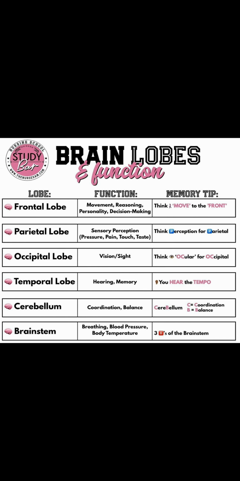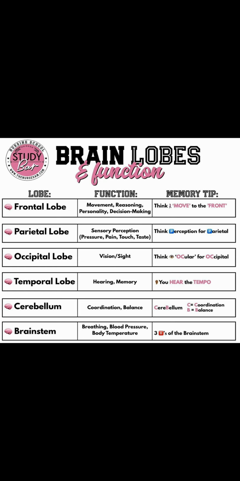Okay, so for frontal lobe, move to the front, which means move is for movement, and the other functions are reasoning, personality, decision making. Parietal lobe, perception for parietal. So perceptions are sensory perceptions, which is pain, pressure, touch and taste. O is for ocular and O is for occipital. And ocular functions are vision, sight.